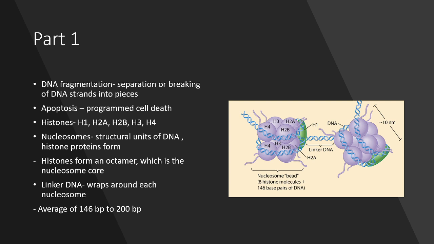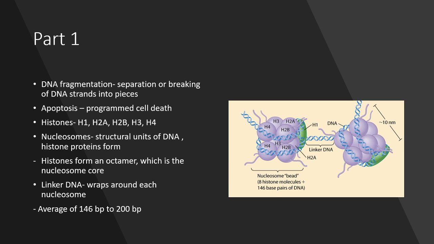So, in order to really answer the questions, we need to go through a little bit of an explanation of what DNA fragmentation is, apoptosis, and the DNA structure. One of the ways that DNA fragmentation can happen is whenever a cell goes through apoptosis and dies. DNA fragmentation is the separation or breaking of DNA strands into pieces. Apoptosis is a type of programmed cell death.